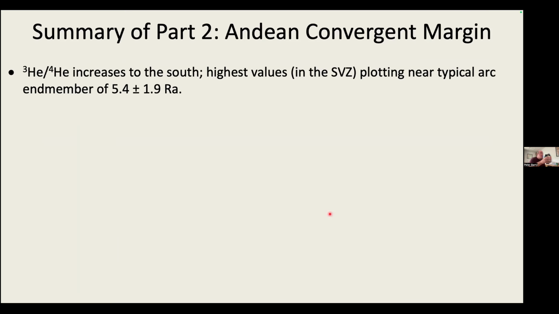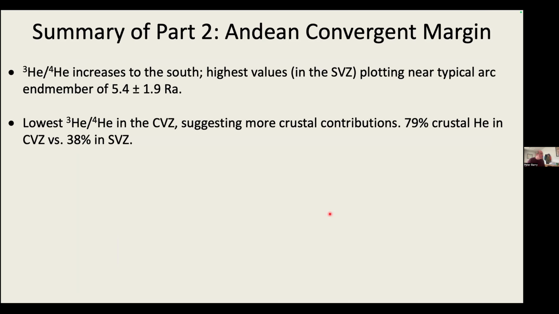Okay, cool. So I just want to summarize our findings from the second part of the talk. The helium isotopes increase to the south. So the highest values we see for helium isotopes, the most mantle-like values, are from the Southern Volcanic Zone, and they plot close to the typical arc M member globally. The lower 3He/4He ratios are found in the Central Volcanic Zone, suggesting there are more crustal contributions.